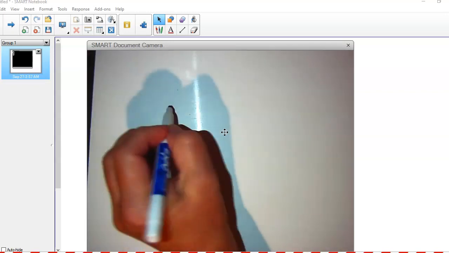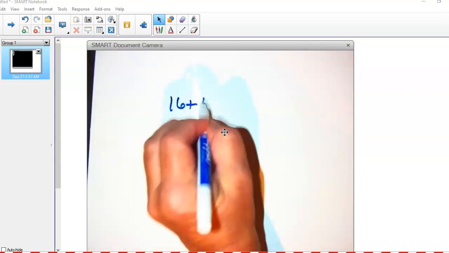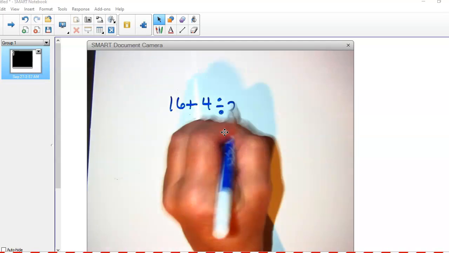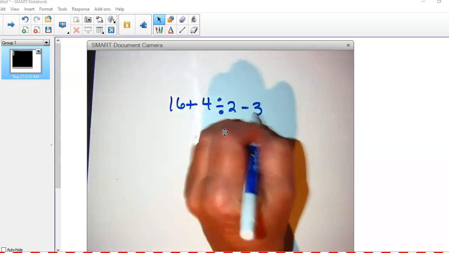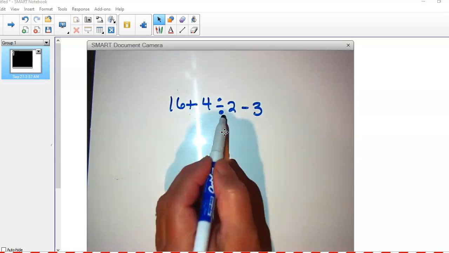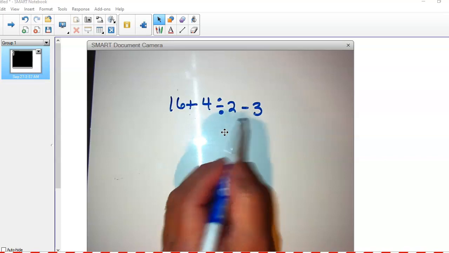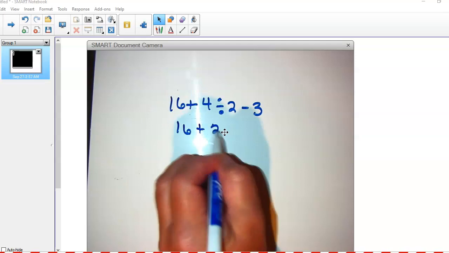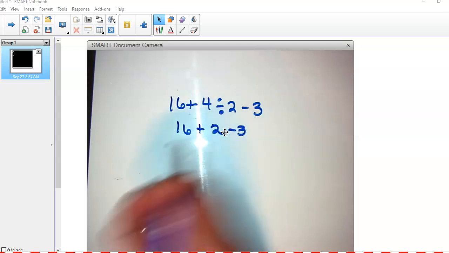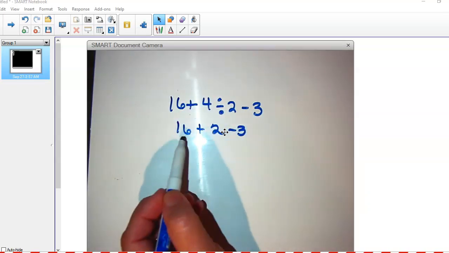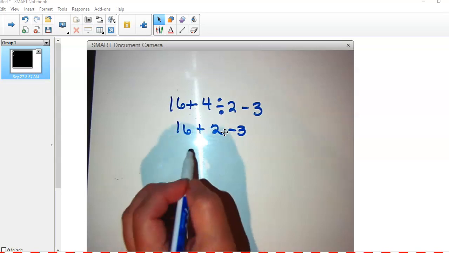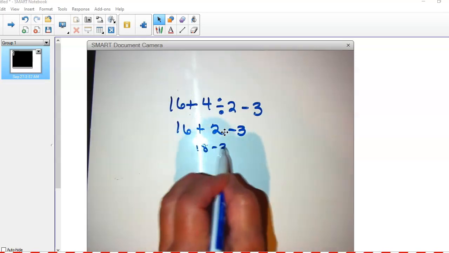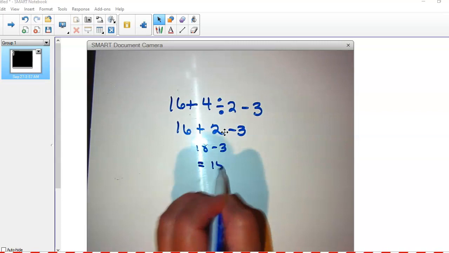Next problem, 16 plus 4 divided by 2 minus 3. Addition, division, subtraction. So division comes first. 4 divided by 2 is 2. Okay, now we have addition, subtraction. You work from left to right because they're equal. So 18 minus 3, and that gives us 15.